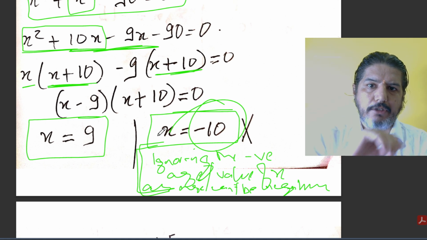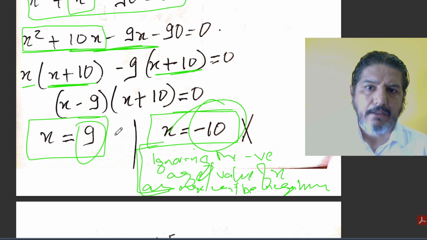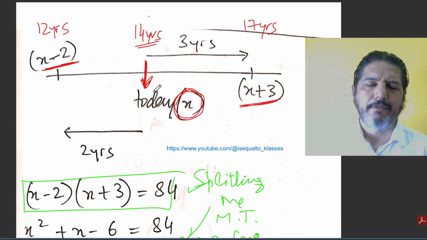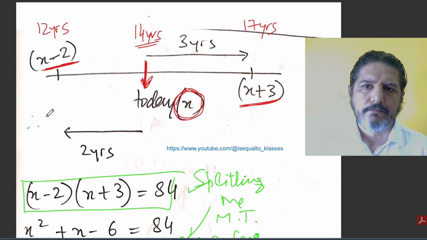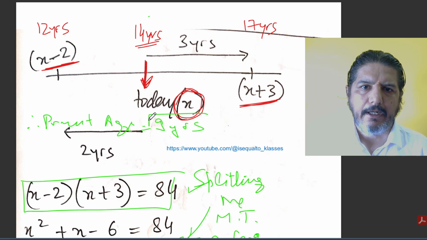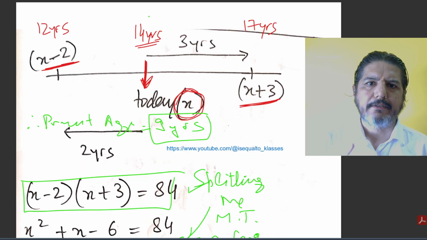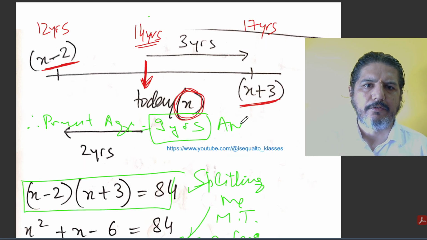So therefore x is equal to 9. But then you need to mention that after you have found the value of x, you have to write, therefore, present age is equal to 9 years. And then look carefully at the question again. Find her present age. So they are asking about the present age. So this is your final answer.